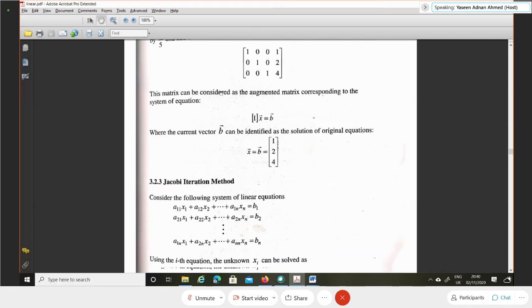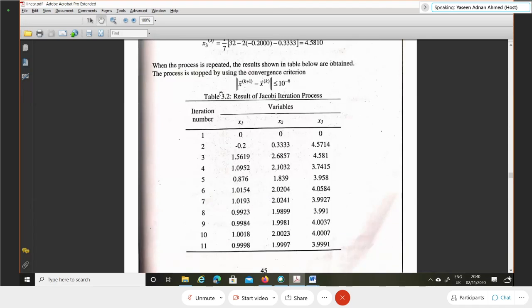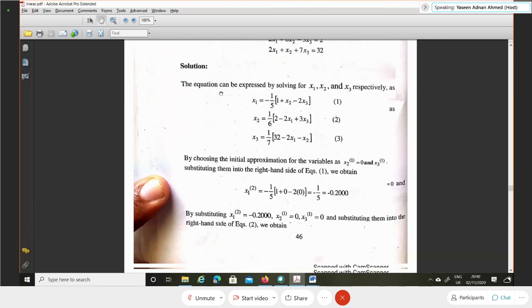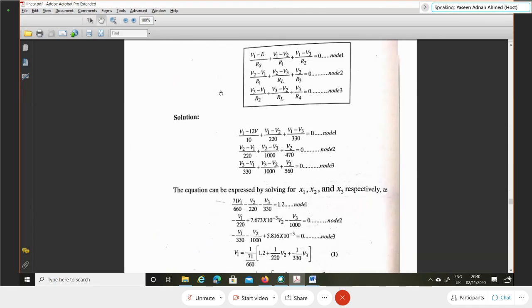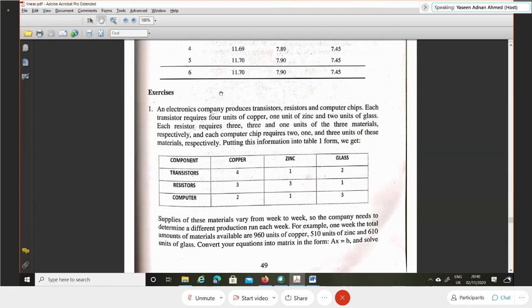How about this one? Okay, so you want more problems to solve because we have time. Okay, this one is already solved. How about this one? Let's see. An electronic company produces transistors, resistors, and computer chips. I am reading it for the first time. Okay, so let's try to understand the problem.